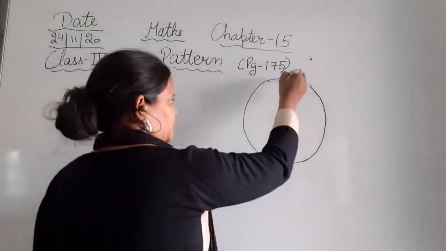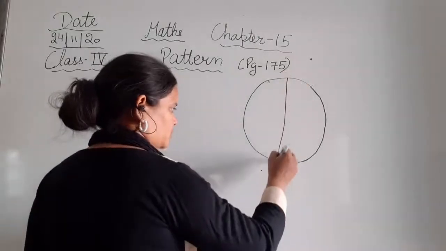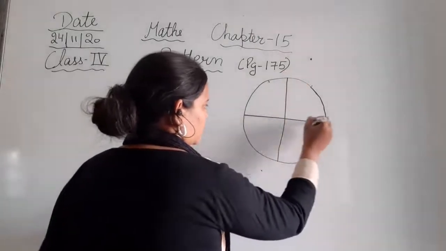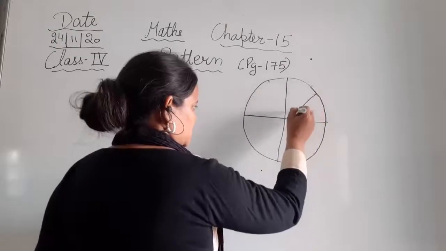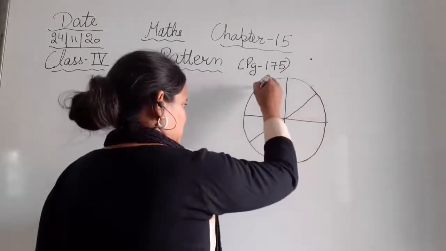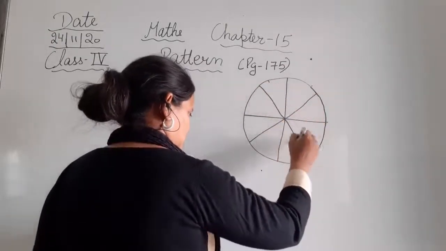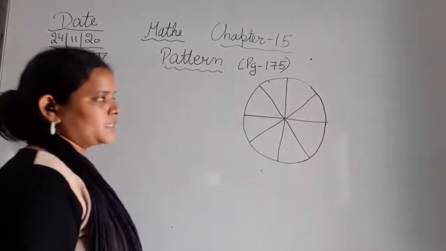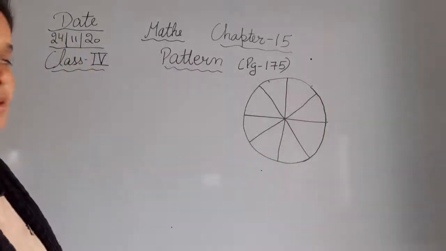It is divided into 8 parts. 2, 4, 6, 8. So it is divided into 8 parts.